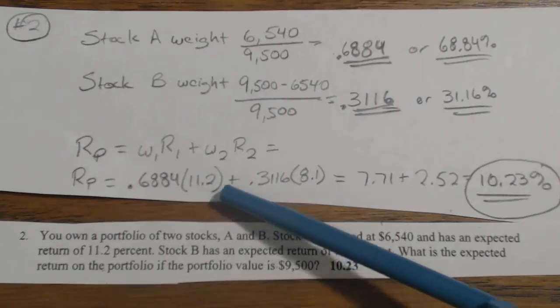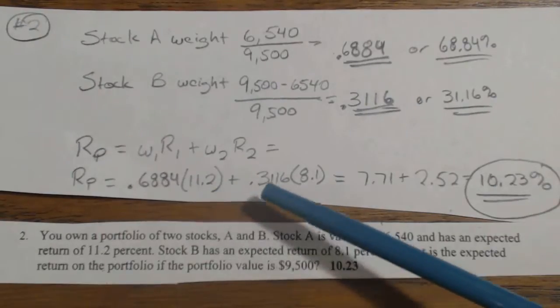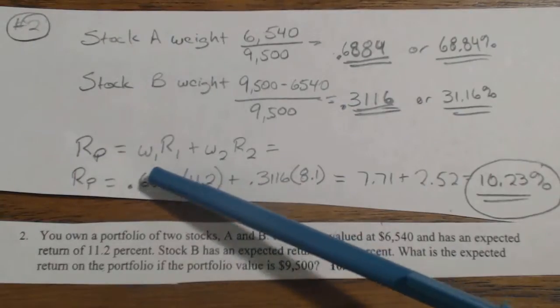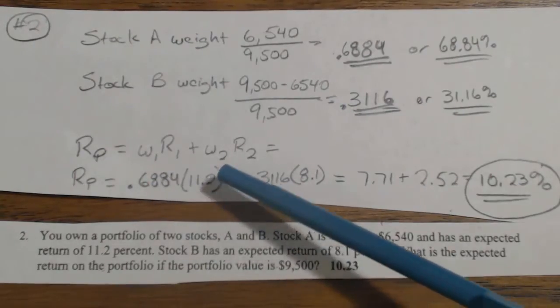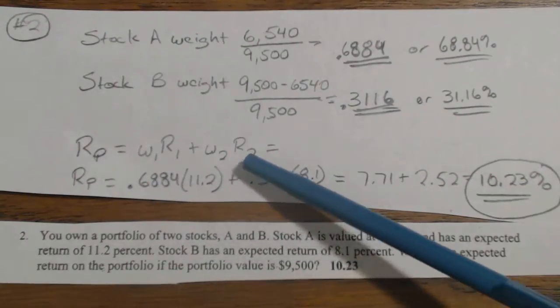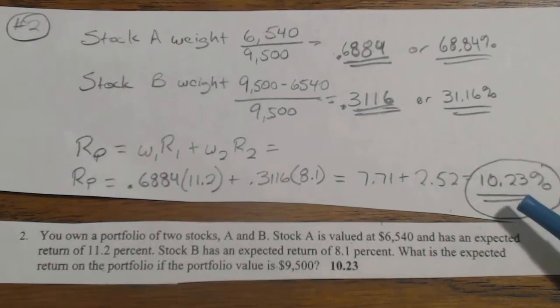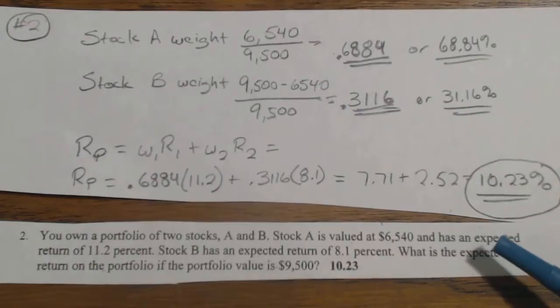The answer is going to turn out the same, but just for the sake of doing it like the book, I did it this way. So you take the weighted average times the expected return plus the weighted average for the second one times the expected return. These two added together equal 10.23%. And that's what they were asking for.